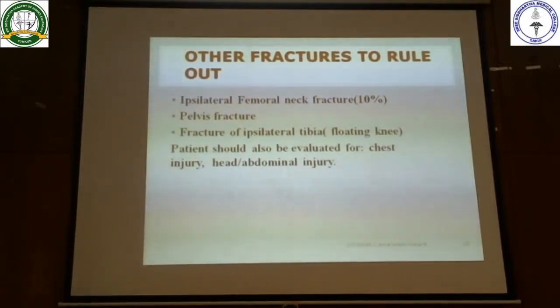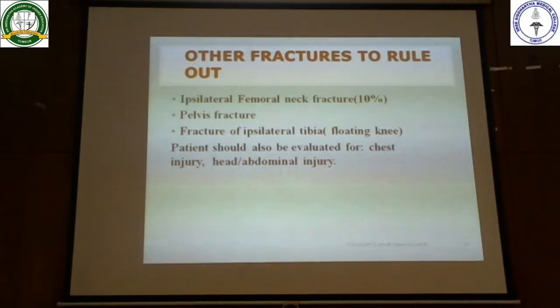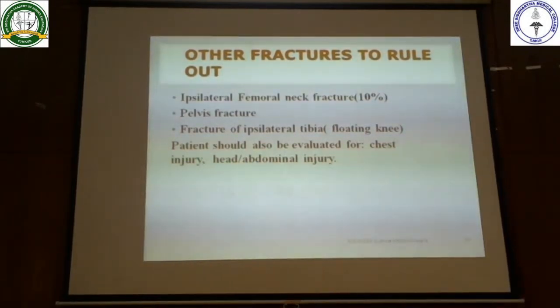Some other fractures to rule out along with the fracture shaft of femur: ipsilateral femoral neck fracture. Ipsilateral means the same side.